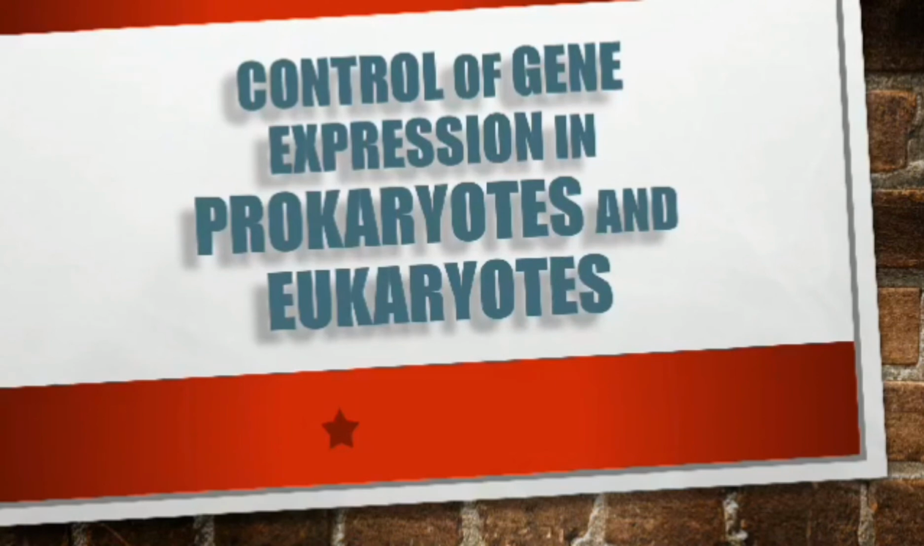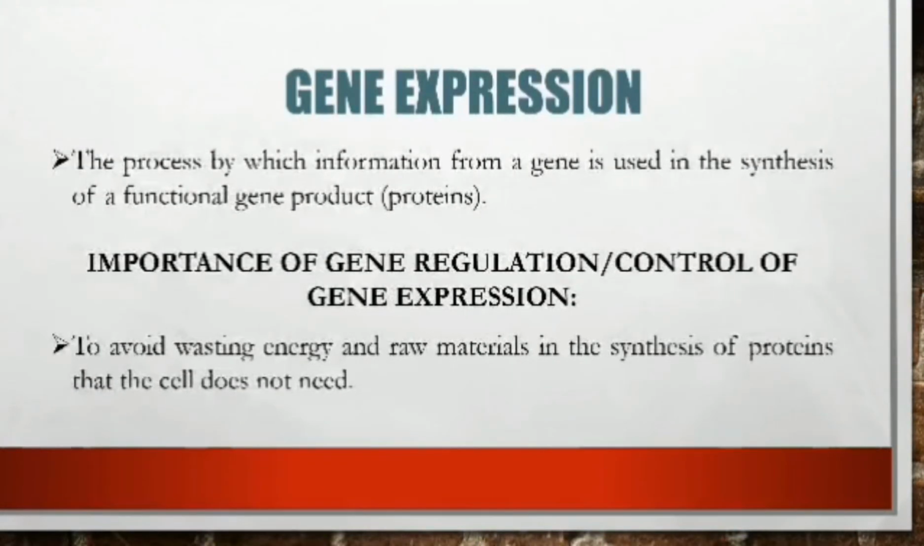The control of gene expression in the prokaryotes and eukaryotes. Let's first define what gene expression is. Gene expression is the process by which information from a gene is used in the synthesis of a functional gene product. This functional gene product is called proteins.